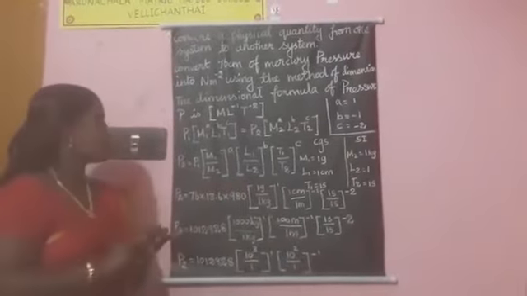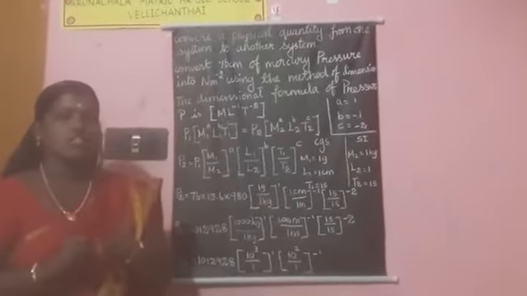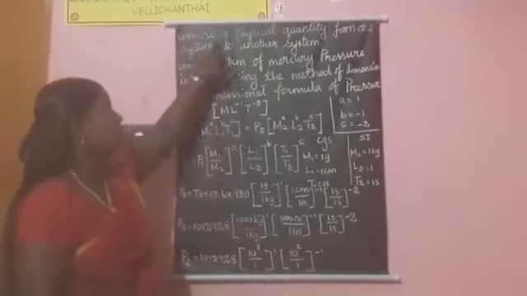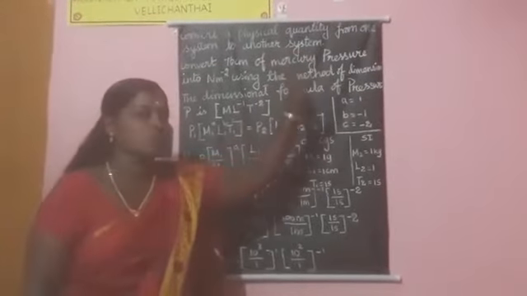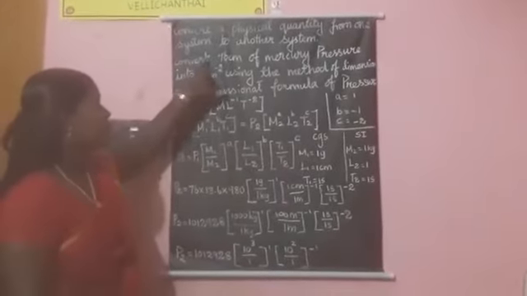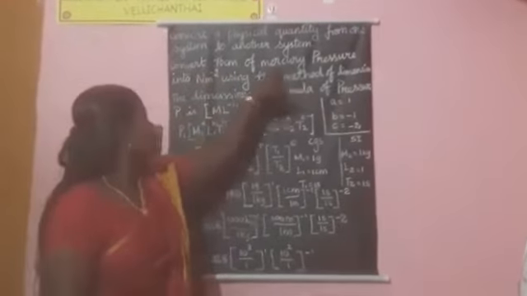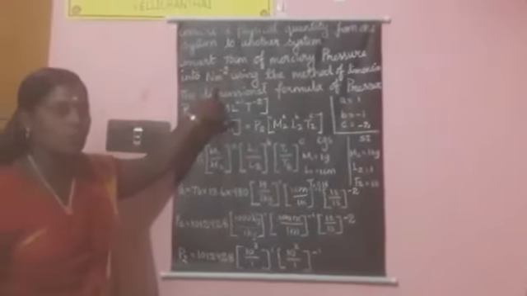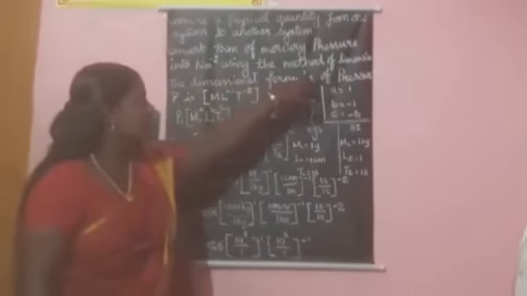So first we have to see the first use of dimensional analysis: convert a physical quantity from one system to another system. So one example problem is there. Convert 76 centimeter of mercury pressure into Newton meter raised to minus 2 using the method of dimensions.